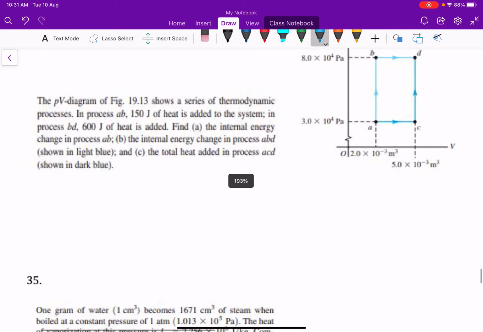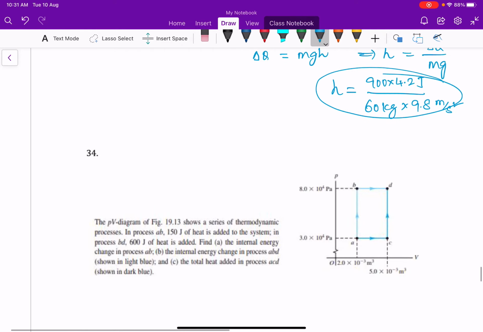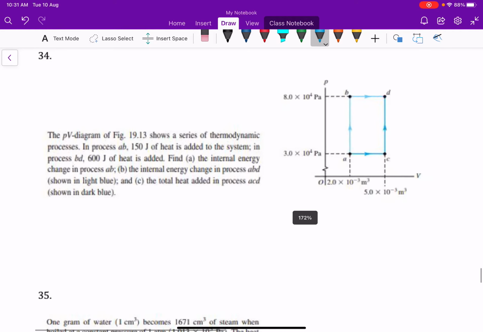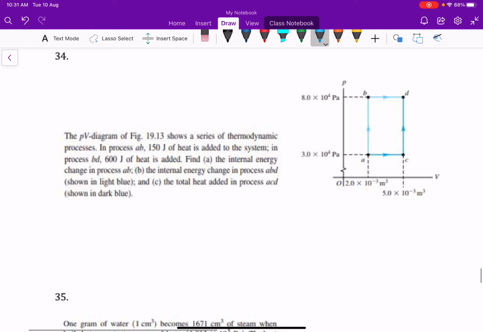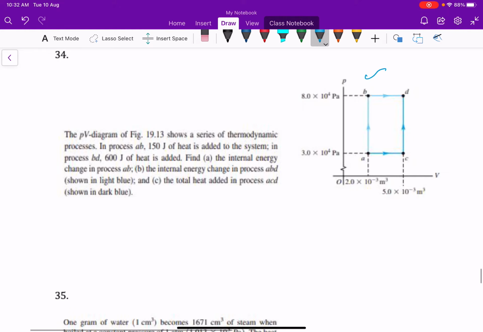Okay, question number 34 now. Here in question number 34, a PV diagram is given. The PV diagram of figure 19.13 shows a series of thermodynamic processes. In process A to B, where is A to B? This is A to B. Process A to B is a constant volume process.